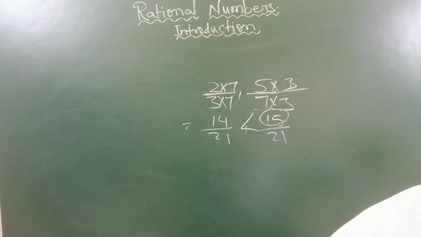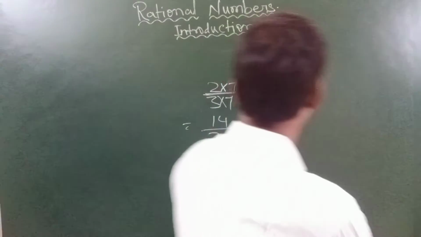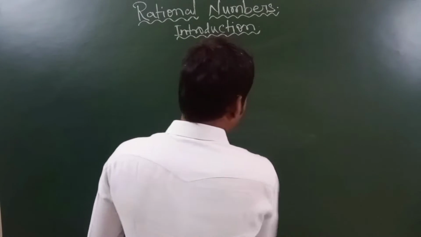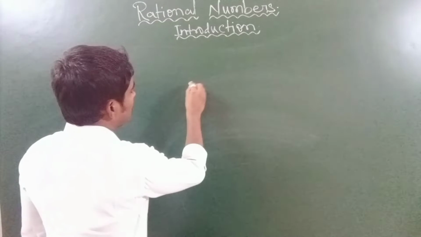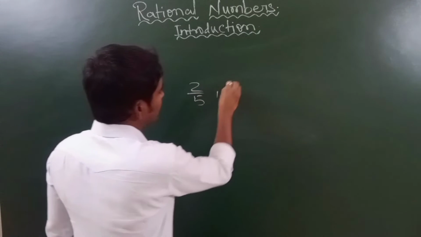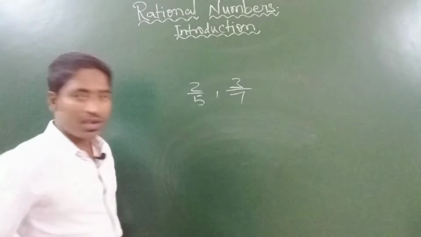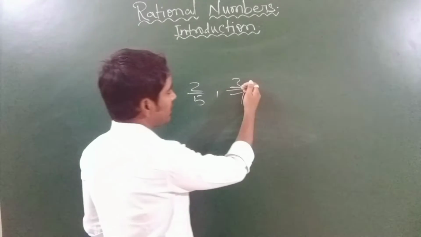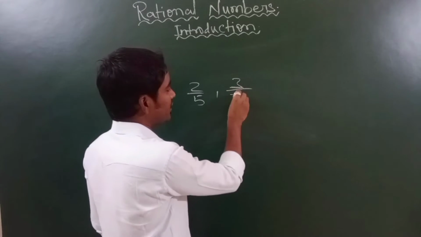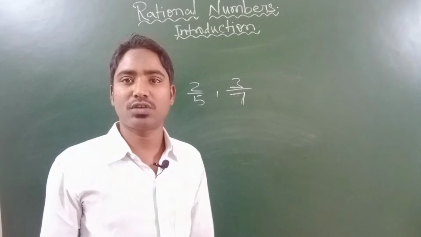Now next topic is rational number between 2 rational number, students. This is one of the very important topic, students. Now for understanding this topic, again we will consider 2 rational numbers, like suppose 2 upon 5 and then 3 upon 7. Now here we are having 2 rational numbers. So we have to find suppose 5 rational numbers between these 2 given rational numbers.